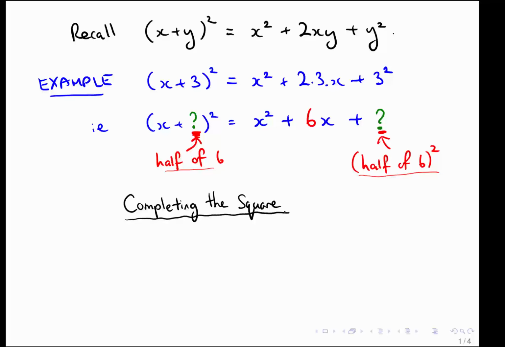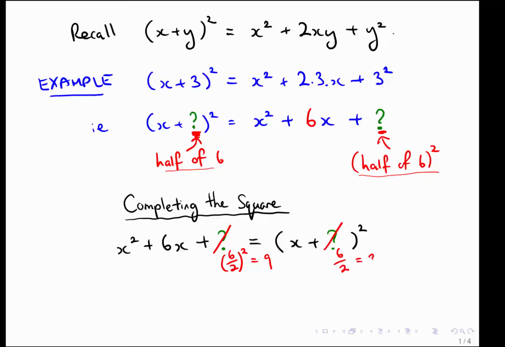Specifically, if I started with the expanded quadratic x squared plus 6x, then what constant do I need to add to this so that we can factorize this combination into the square of some binomial? Well, from earlier, we know that this must be half the middle coefficient, all squared, which gives 9. And this is just half the middle coefficient only, which gives 3.